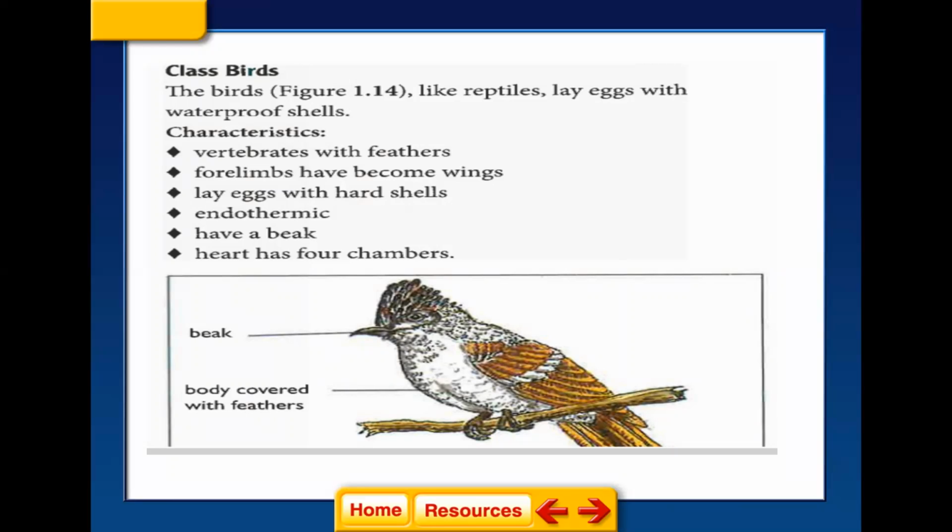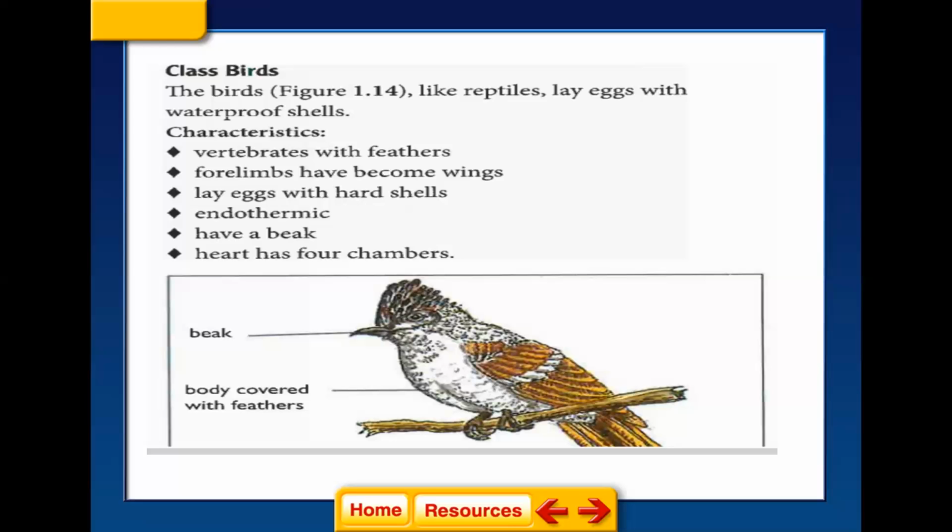They can maintain a constant body temperature. They generate the heat internally, unlike fishes, amphibians, and reptiles, which are ectothermic. Their body temperature is not constant, and this is why they're called cold-blooded.